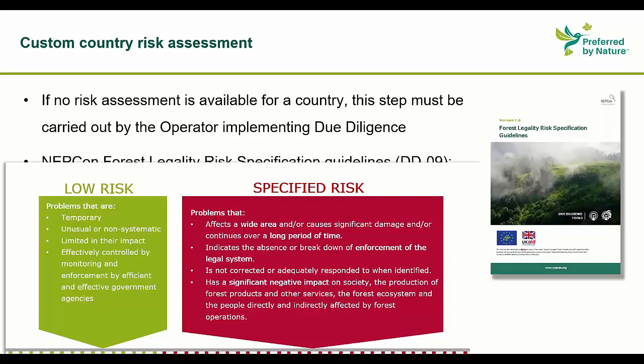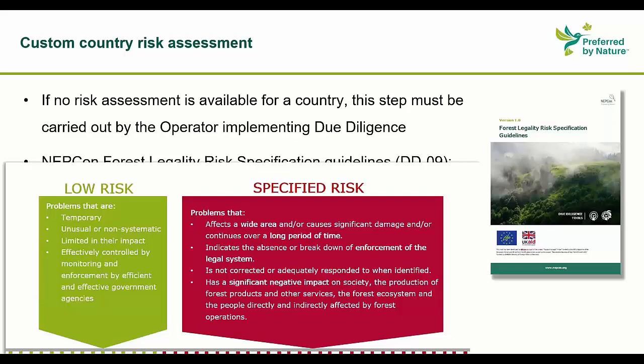How to determine if a risk is low or specified, or negligible or non-negligible, is always the big question. Where do we put the threshold? This is not easy, but as a rule, low risks are problems that are temporary, unusual or non-systematic, limited in their impact, and effectively controlled by monitoring and enforcement by efficient and effective government agencies.